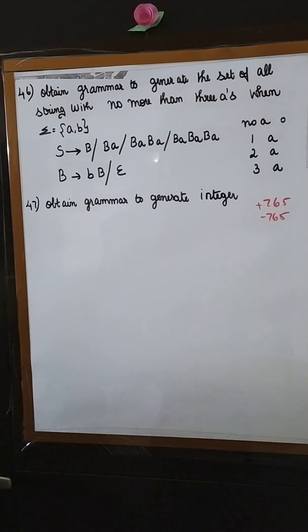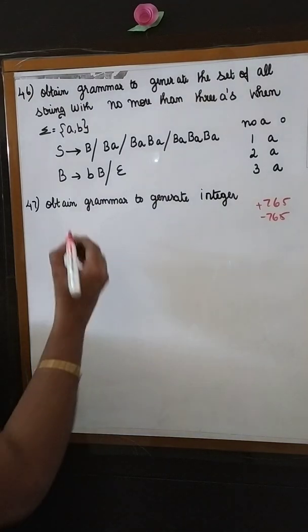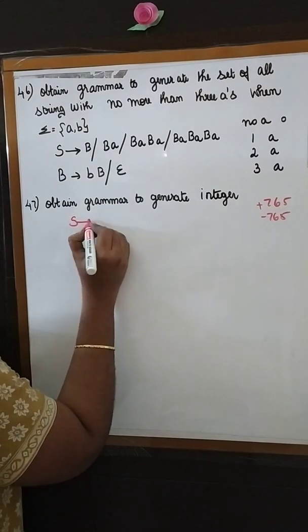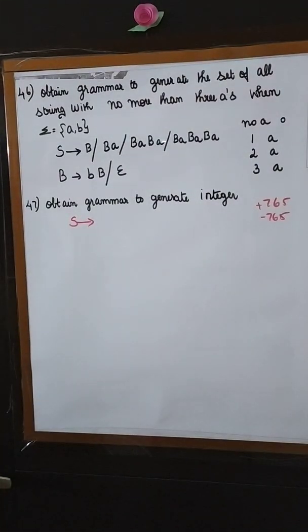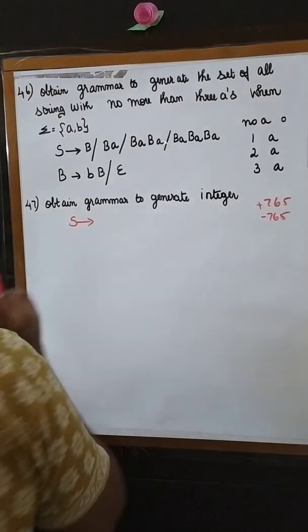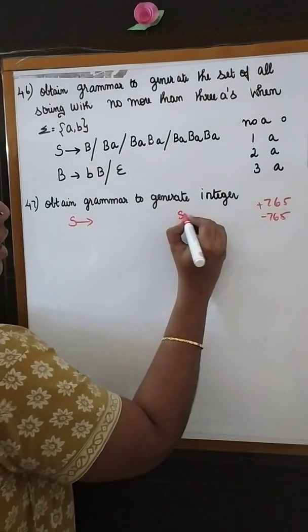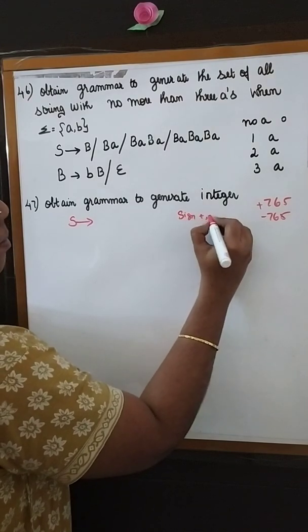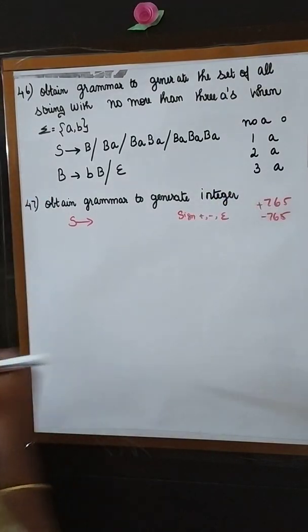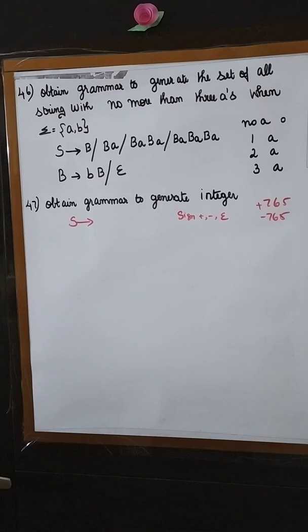So now what will be there? S is my start symbol. First we will take my sign. What will sign be? Plus, minus, or otherwise nothing. Epsilon can also be there. And then that is the thing I am going to place in my start symbol.